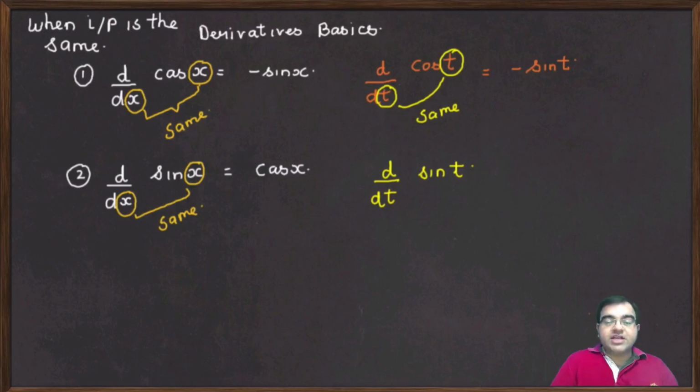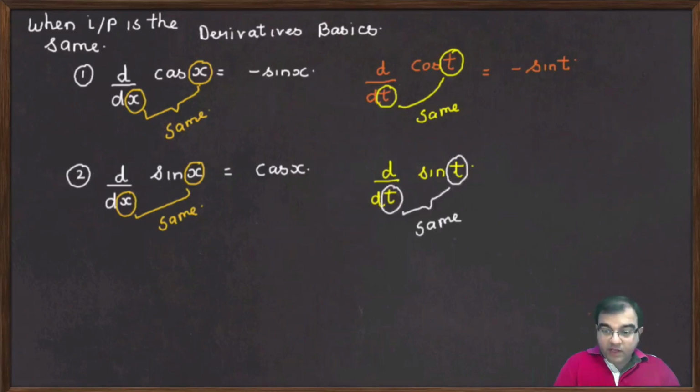Now I am changing my input to t. Again you will say derivative of sine of input is equal to cos of input. But you have to first check that your input is the same. In this case your input is the same, and then you write this as cos of input. So two formulas: derivative of cos of input is equal to minus sine of input, and derivative of sine of input is equal to cos of input.